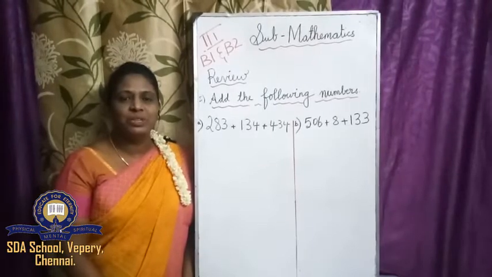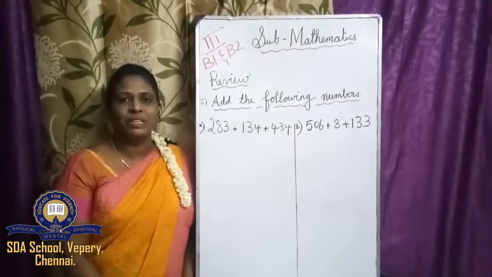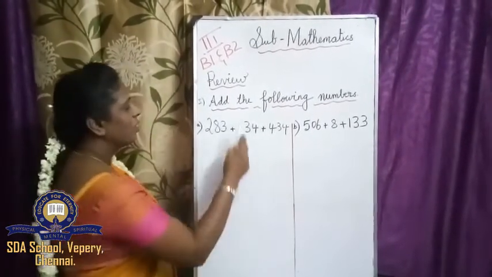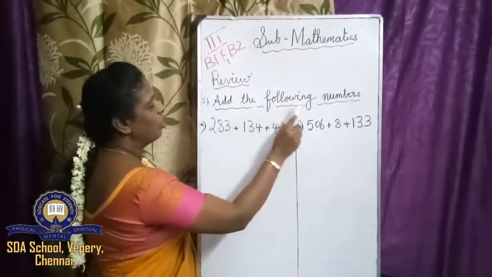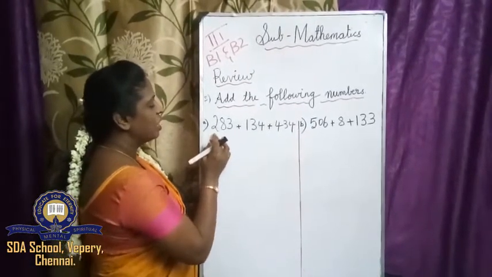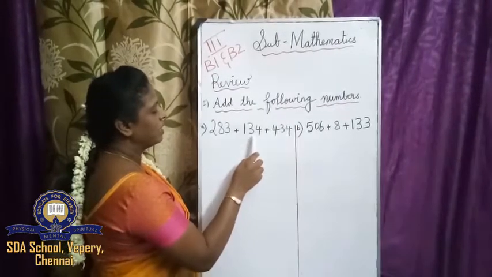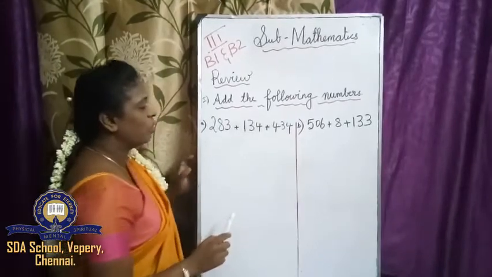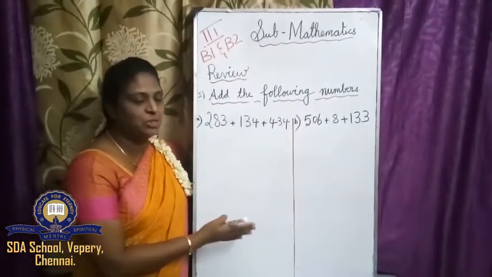Today I am going to teach the subject mathematics, the continuity of our last unit, addition. Let us first review. Add the following numbers. Children, they have given you three numbers: 283 plus 134 plus 434. What we have to do is first write them in the place value chart.